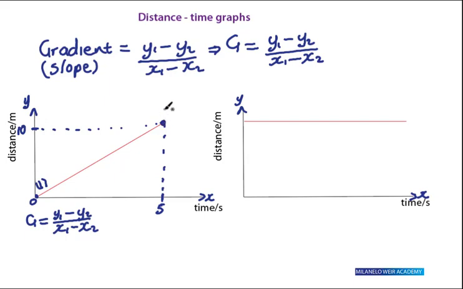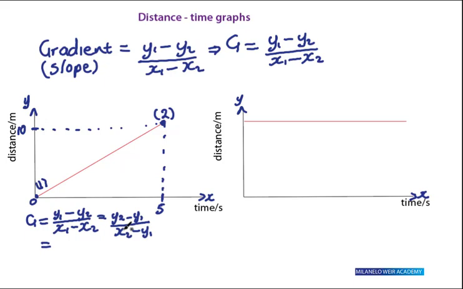I should have used a different color, but that's okay. That's point 2. We are going to subtract a smaller number from a bigger number. No problem at all. But you can also do it this way: y2 minus y1 over x2 minus x1. If it's y1 first, it's going to be x2 first.